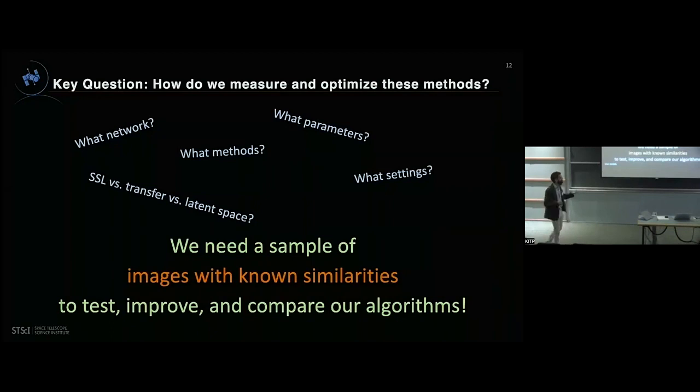What does it mean for images to be similar? So what we need is a sample of images with known similarities so we can test, improve, and compare our algorithms. This just doesn't exist, at least in astronomical data.